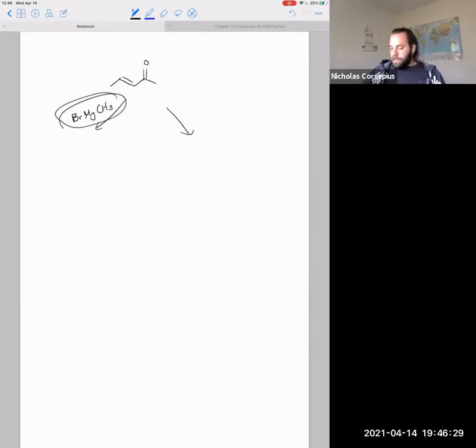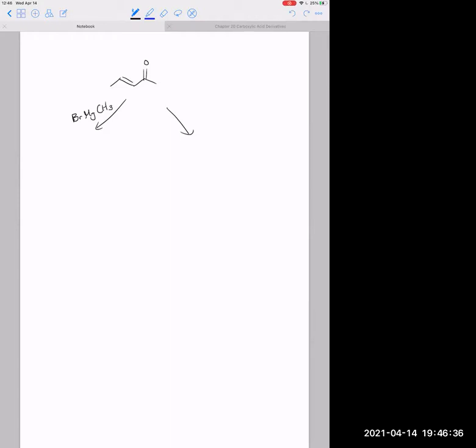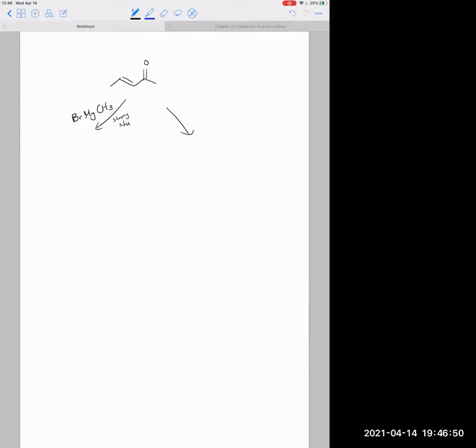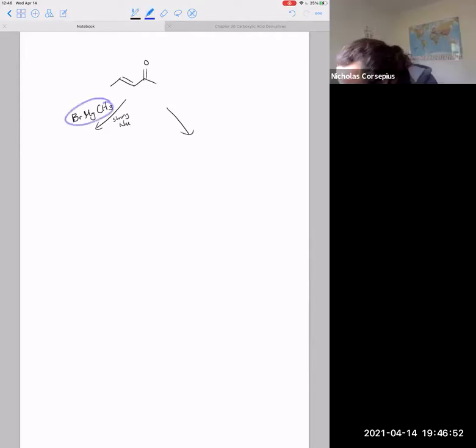This is, of course, what type of reagent that we've covered for a while now? Grignards. A Grignard. So a Grignard would be an example of a strong nucleophile. Strong nucleophiles attack where on my alpha beta unsaturated? At the carbonyl. Carbonyl carbon, right? So this would be this carbon here.